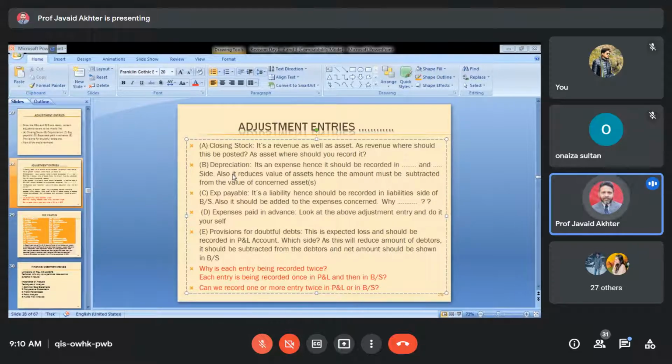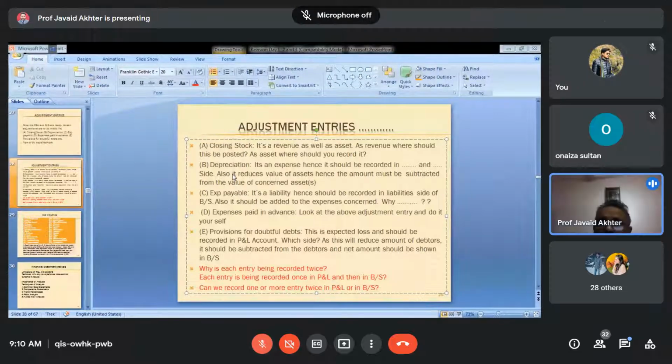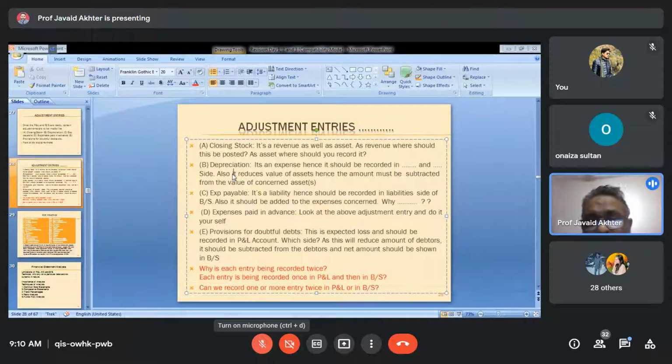Also, it reduces the value of asset. Hence, the amount must also be subtracted from the value of concerned asset. In the balance sheet, you are writing assets. Suppose you have written building. The cost you have mentioned was 1 lakh, and the depreciation calculation was 10,000. So what would you do? You will not record building at 1 lakh. You will record 1 lakh minus 10,000 depreciation, and the final figure would be 90,000, because 10,000 you have charged as depreciation.